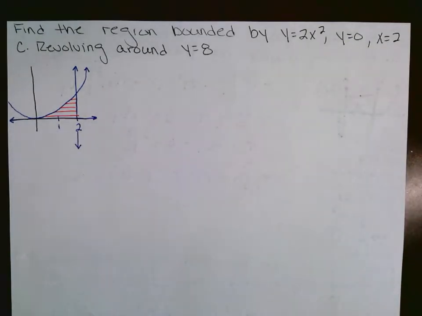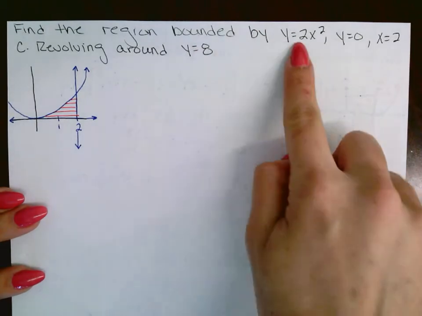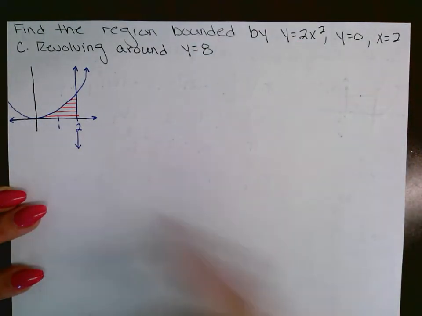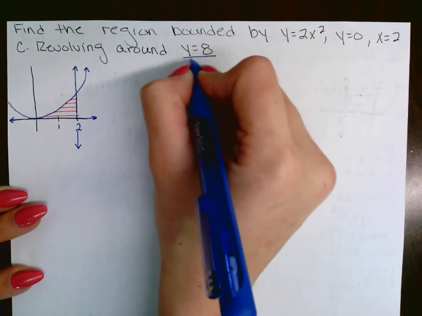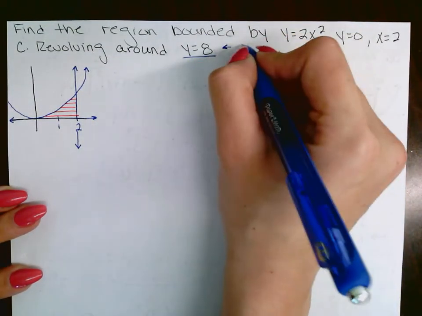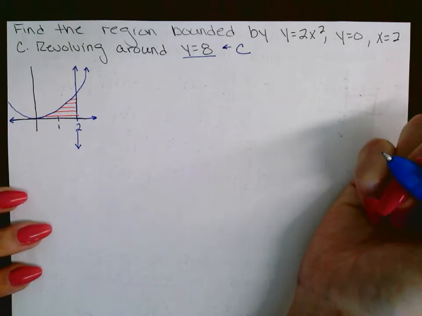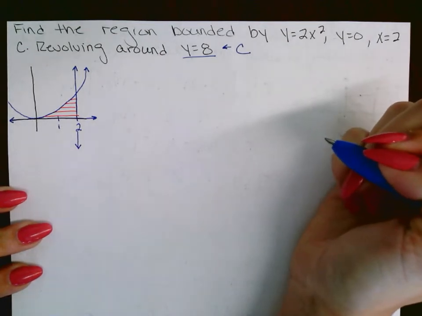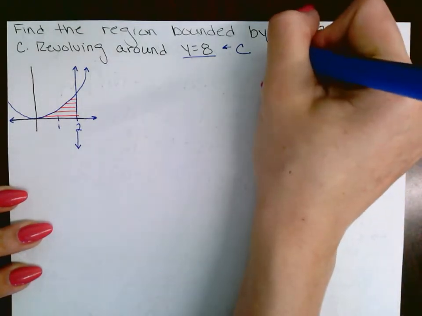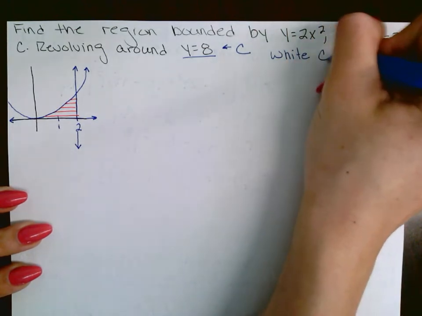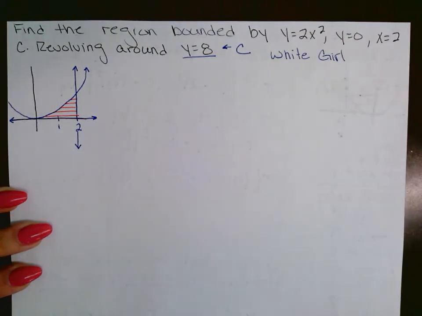All right, so for this next question, again, same exact setup, same exact functions, same exact image. The difference now is that I'm revolving around y equals 8. So this right here is my C. If it's y equals a number, is this a Rolly or a white girl? This is a white girl. Y equals a number is a white girl. Think, why did I date that white girl? Okay, so this is going to be an easy question.